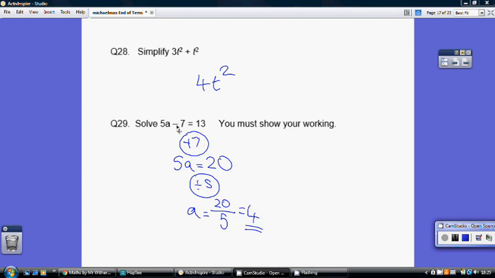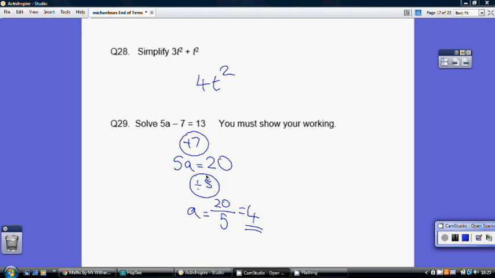So on the left that takes out the -7, just leaving us with the 5a, but on the right 13 plus 7 is 20. So we're halfway there. We've got 5a equaling 20. Now remember, 5a means 5 times a, or a times 5. How do we undo a timesing by 5? We have to divide both sides by 5.